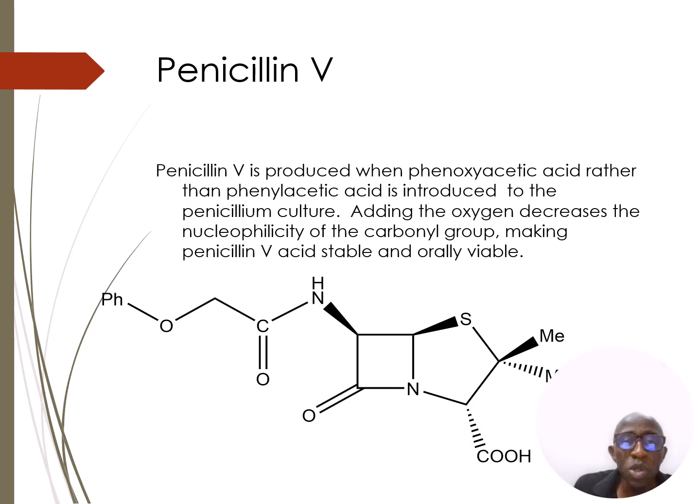Penicillin V is produced when the phenoxy group, you see here, instead of just a phenyl group, the benzene moiety, attaching here, having a benzyl, because you have a CH2 here, then you have an oxygen here which is electronegative and reduces the nucleophilic capability of this unit here. So if you reduce the nucleophilicity of the carbonyl group, you make penicillin V acid stable and orally viable.